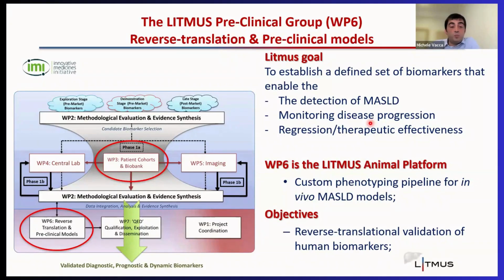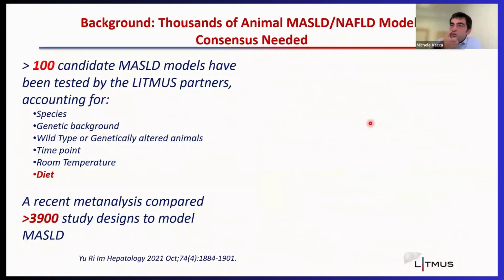And this purpose was supposed to be relatively simple, but we discovered that it wasn't. And the main problem that we needed to face when we started this study 8 years ago was the large variety of models that have been proposed to model MASLD in mice.